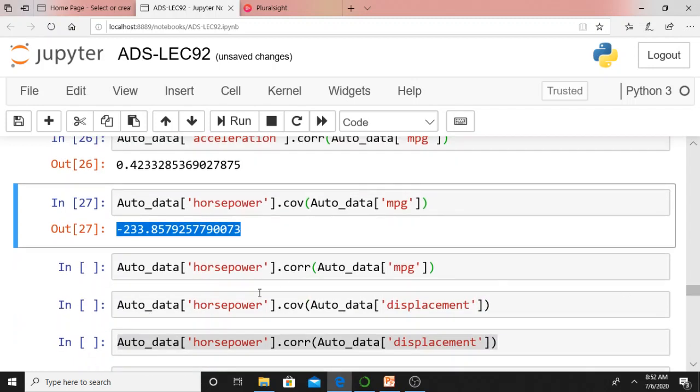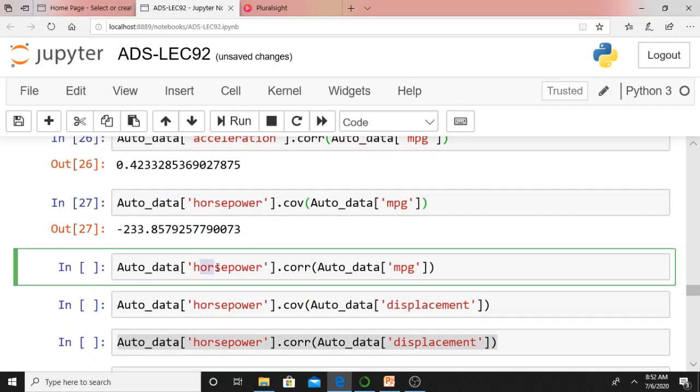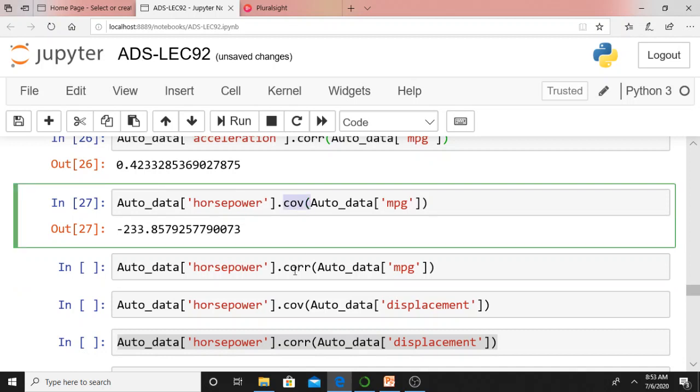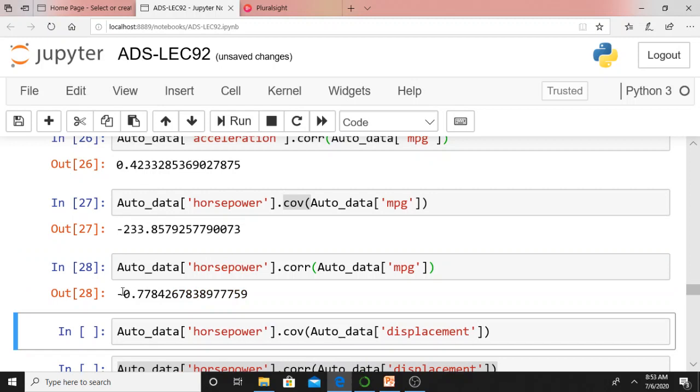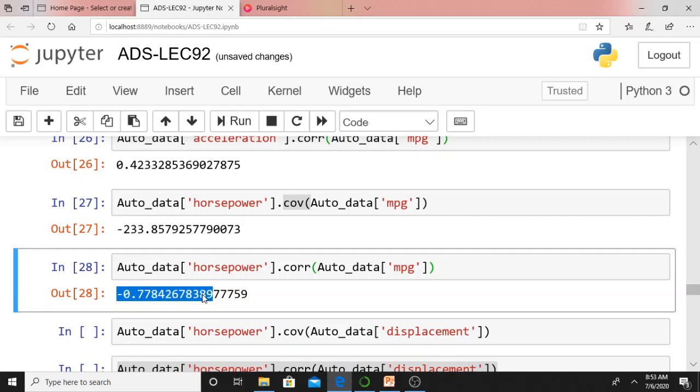This is horsepower, and this one is mileage, mpg, miles per gallon. Earlier we calculated covariance. Here, instead of covariance, let me calculate correlation. Now what will you get? Let me run it first and see the value. What is this value? Minus 0.77.